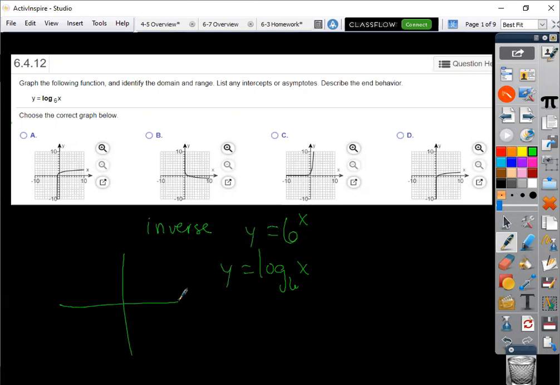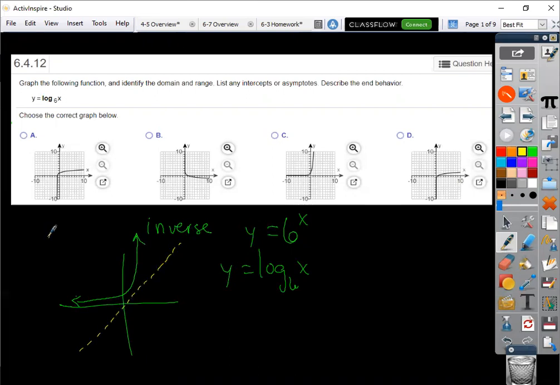So then the next thing I would remind you of is that when you're dealing with an inverse, it's a reflection over the y equals x line. So while that graph right there is my exponential, that most of you have worked with long enough, when it's an inverse, it's a reflection over the y equals x line.